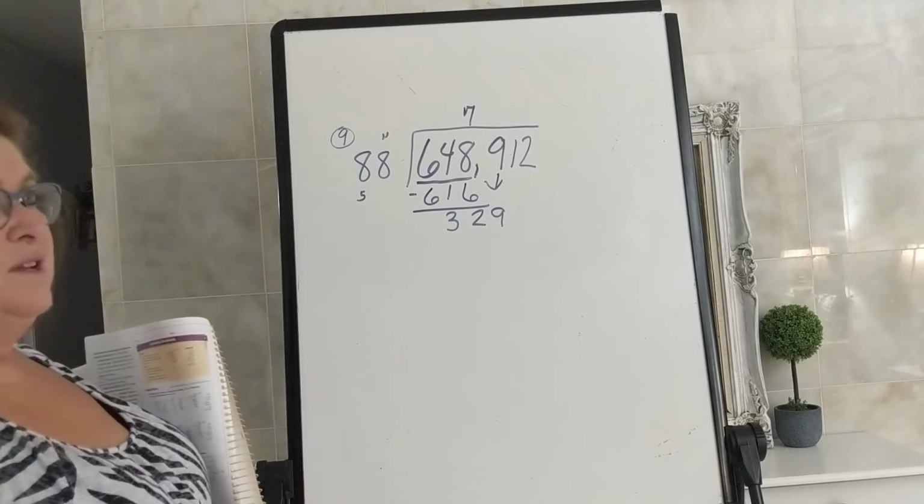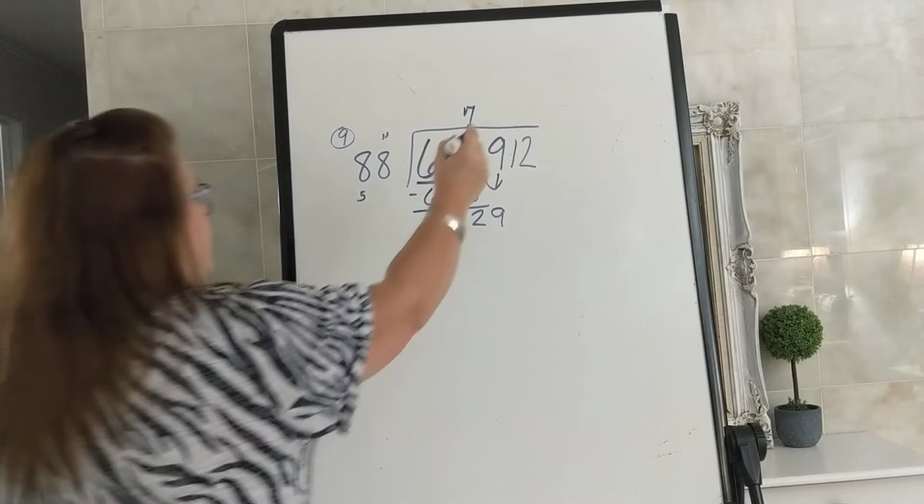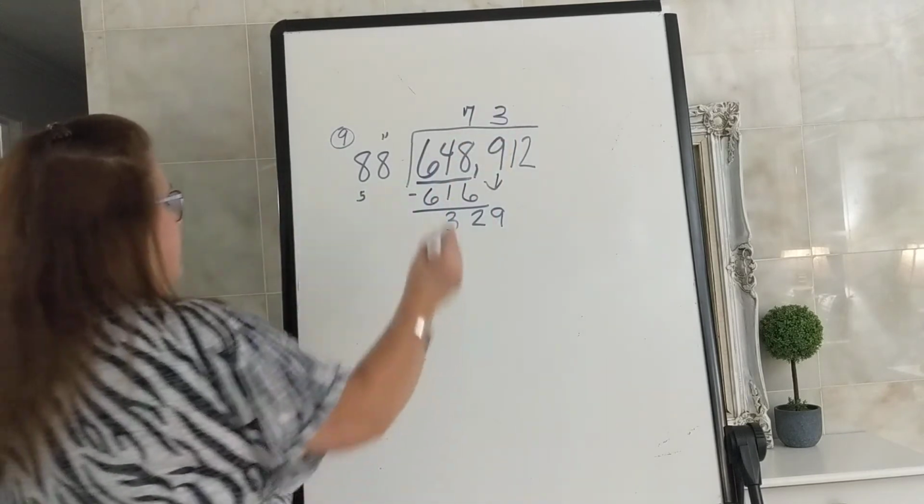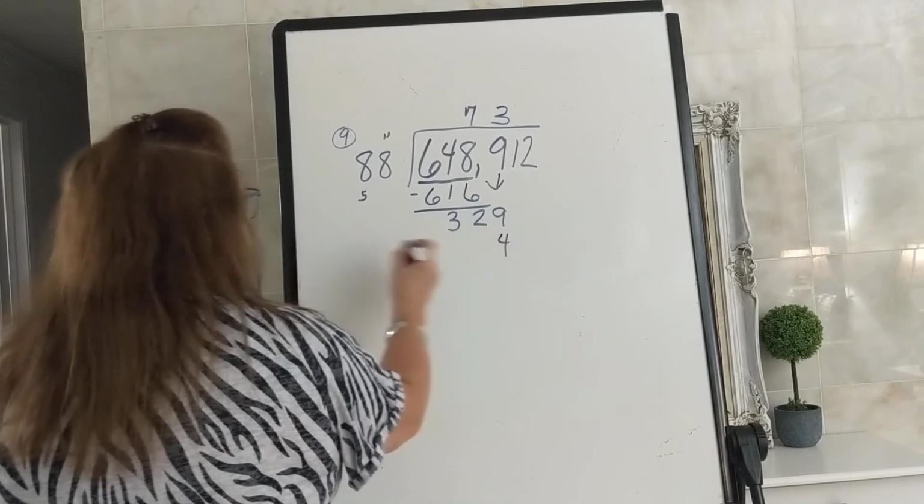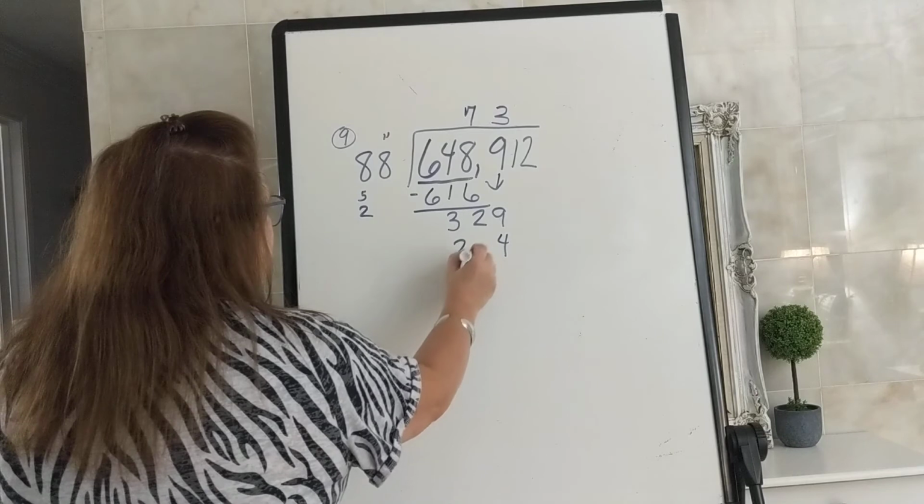9 times 4 is 36, too big. 9 times 3 is 27. So we put our 3 up here, above our 9, because that's the digit we brought down. 8 times 3 is 24, we put 4 down. We carry the 2. 8 times 3 is 24, plus 2 is 26.